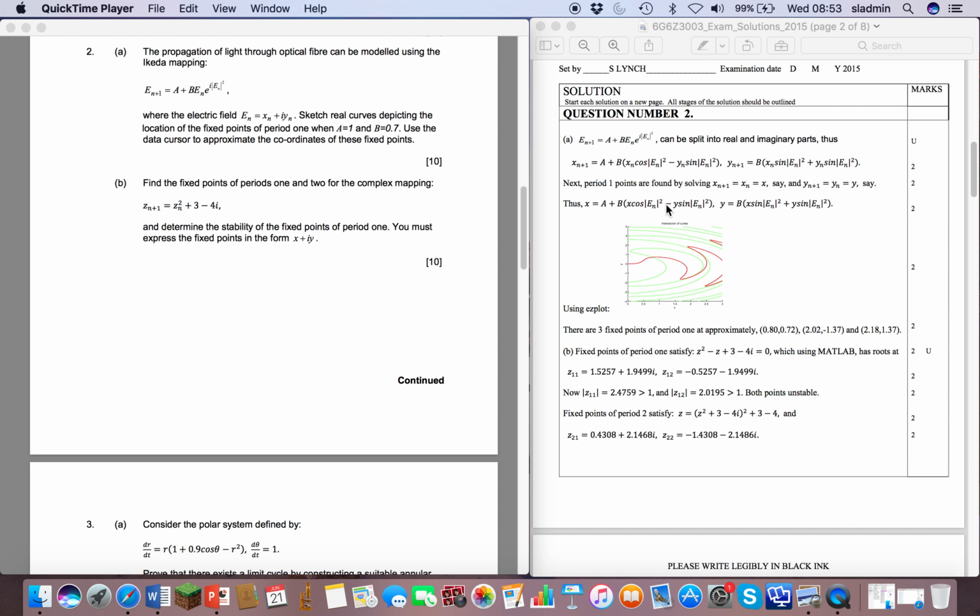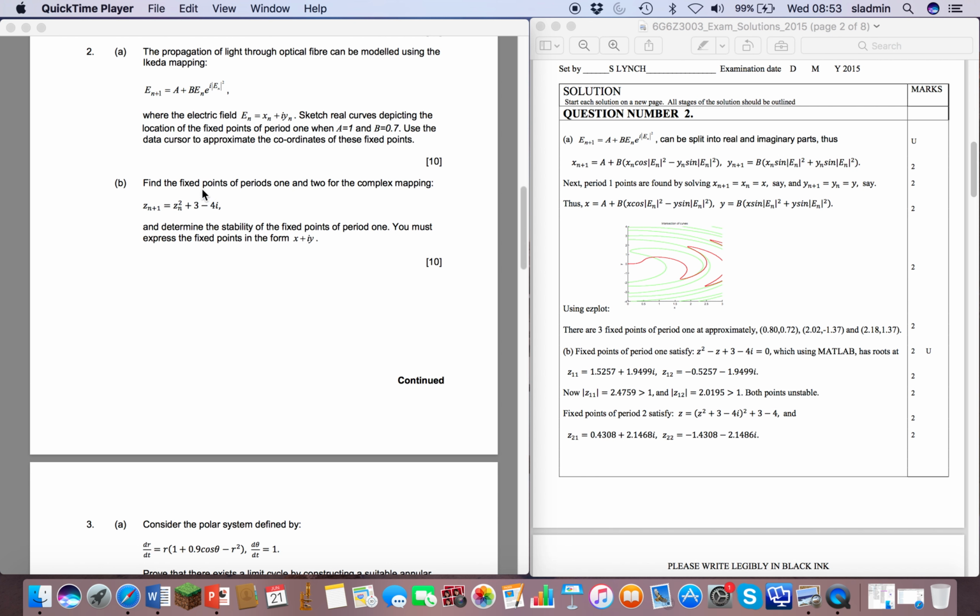So if we substitute those into MATLAB and use EasyPlot, and you can find the program in the notes or download it from the web, then this is the picture we get, and you can see that there are 3 intersections and we use the data cursor to find these intersections. So there are 3 fixed points at period 1 and these are the approximate points which you can check yourself.